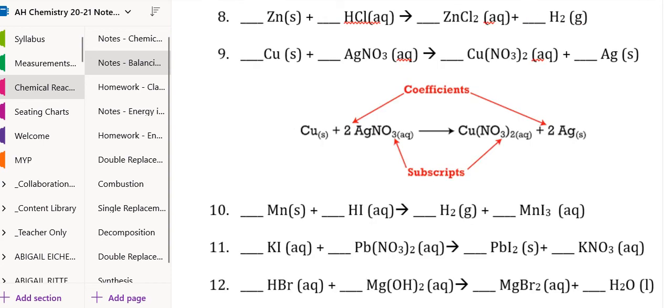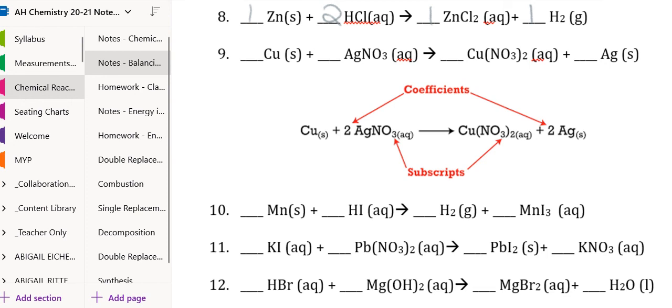You guys try 8, and then we'll check it together. How'd you guys balance this one? 1, 2, 1, 1. So right now, the hydrogens and chlorines aren't balanced, right? There's 1 hydrogen in the reactants and 2 in the products. So we can try a 2 in front of HCl in the reactants. Does that balance it? Yep. So then the other ones are 1. What type of reaction is 8?